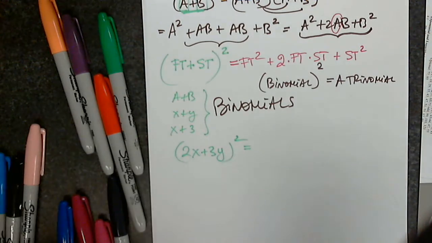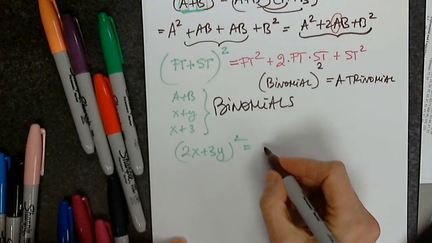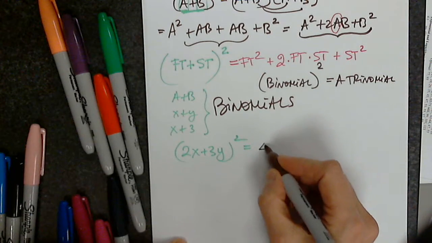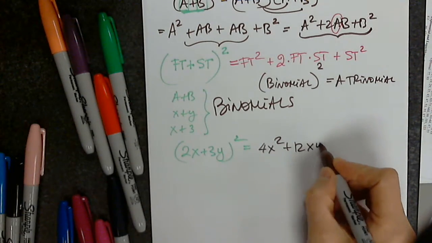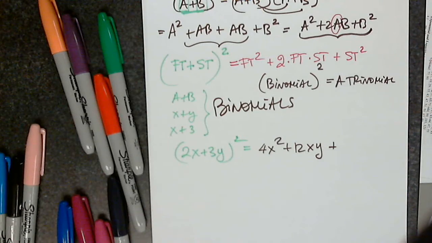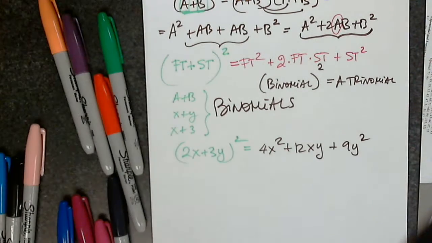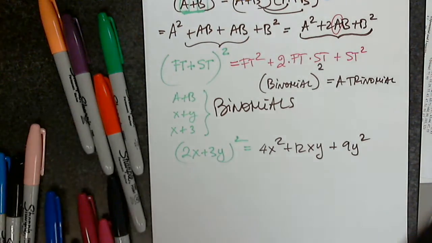First term squared, please. Awesome. Plus 2 from the formula times the first times the second. Multiply the first by the second, and then multiply by 2. So 12xy. That's it. Plus the second term squared, please. That's it. Is that clear? Yes. Are we done with this? But we need practice, right? Exactly. Thank you.